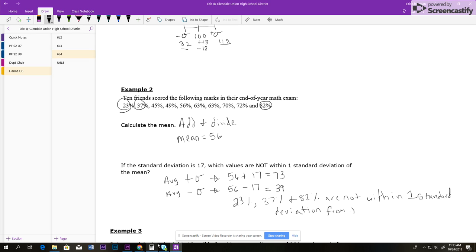All right, let's take a look at example 3.